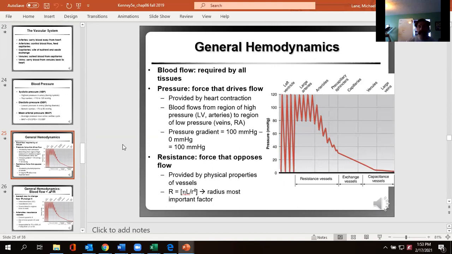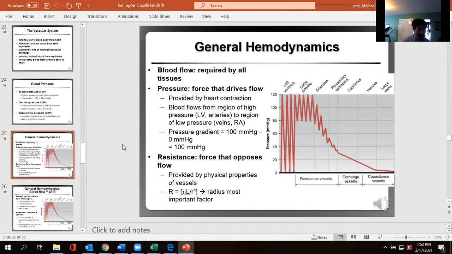So we're going to use pressure, meaning that high pressure from our ventricle and our aorta is going to go down as we go further and further. And like anything else, we go from high to low. So the bigger that pressure gradient, the further and harder we're going to be able to push that blood.